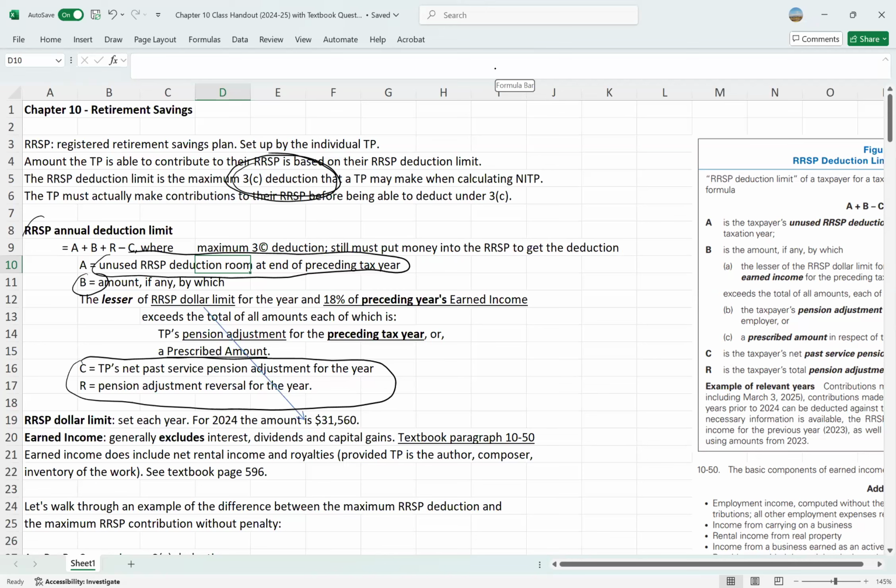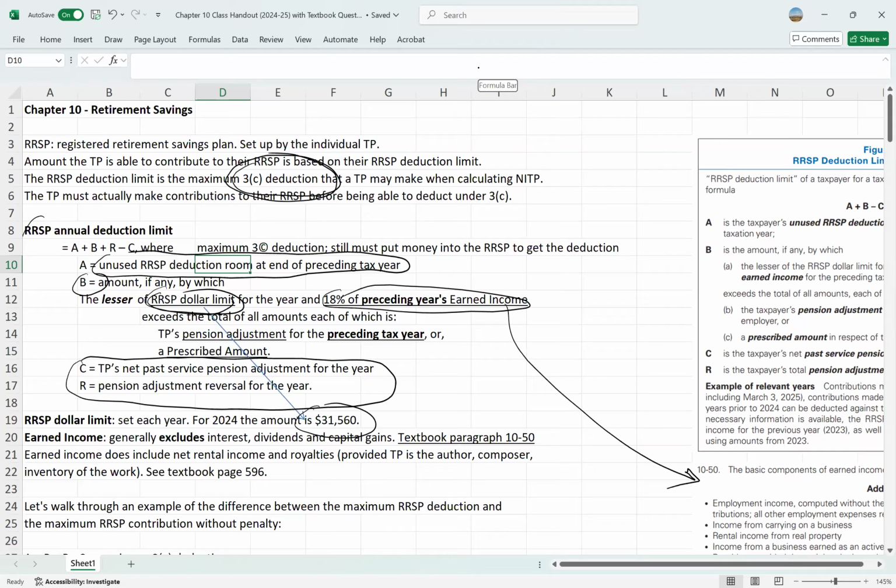B starts off with the lesser of this set amount, which is set by the government every year. And for 2024, that amount is $31,560. And the lesser of that amount and 18% of last year's earned income. So if you remember last week, we also came across the term earned income as it relates to childcare expenses. The earned income definition for RRSP is different. And I have that definition down here.